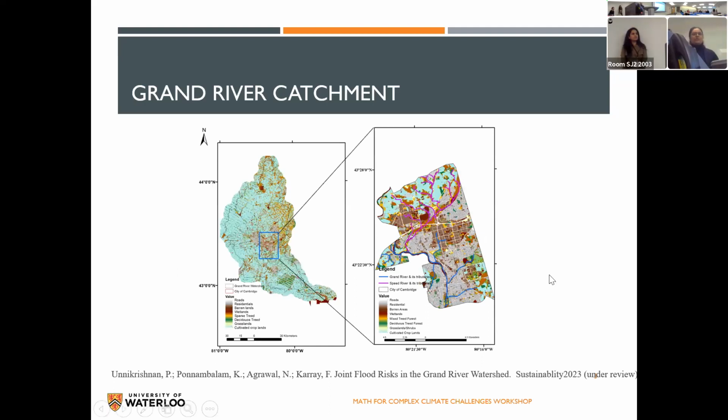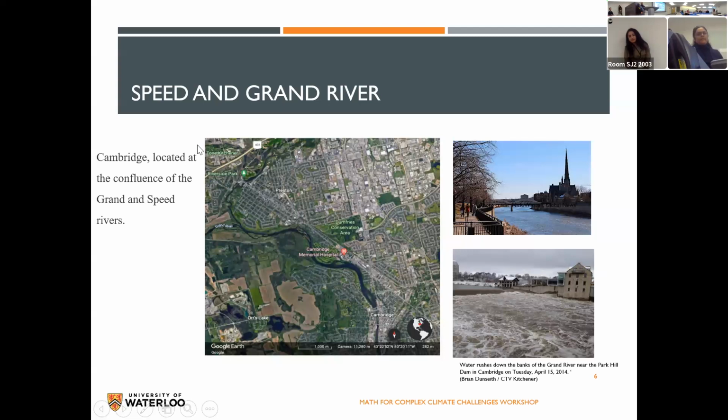This is the Grand River catchment, which is the largest river catchment in southern Ontario. We are studying the Cambridge area, where two rivers, the Grand River and the Speed River, coincide in the city of Cambridge. Cambridge is located at the confluence of the Grand and Speed Rivers, and they meet at a highly urban settlement area. So what if both rivers exceed a particular flow value? Then this urban settlement can be flooded in a disastrous way. What is the probability of that?